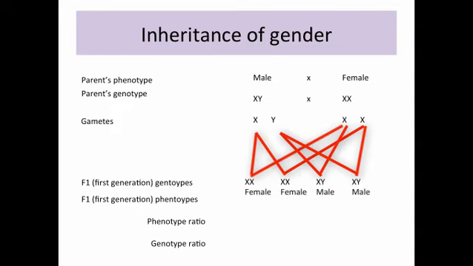The phenotypes of the offspring, or the first generation, are female, male, and male. In genetics type questions, you might be asked to do the phenotype ratio. In this situation, we've got the ratio of 2 to 2, female to male. Or we can simplify this down to 1 to 1.